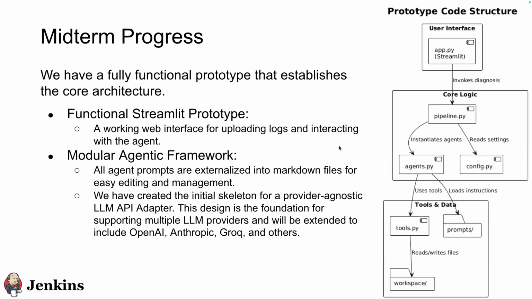Okay, so the progress till now. At the current point of time, we have a functional Streamlit prototype, and we are going to build on that prototype. We have the modular agentic framework, in which we have made the LLM API adapter part, which will be used to give the user access to multiple backends. Currently, we have made that for OpenAI, Anthropic, Grok, and I think we have also done it for OpenRouter. OpenRouter is a router through which you can use various APIs.